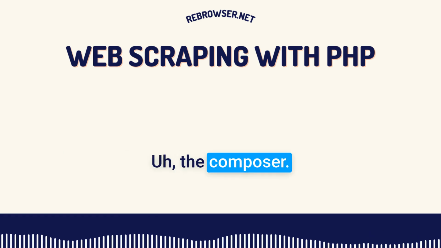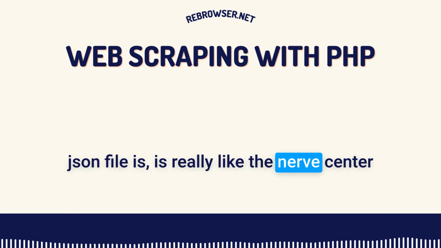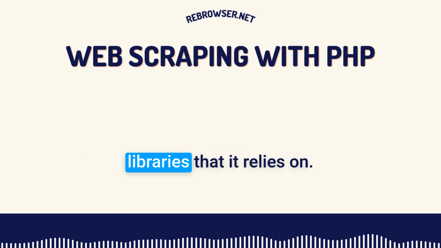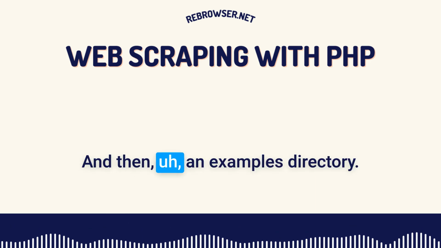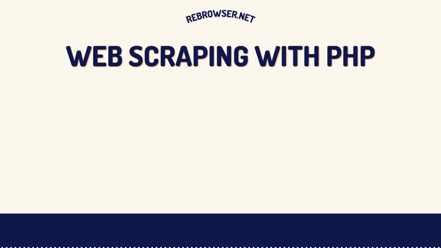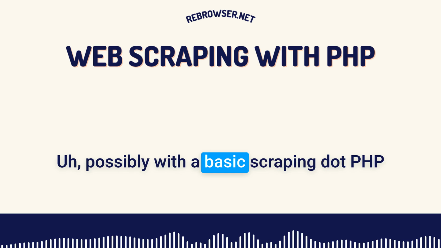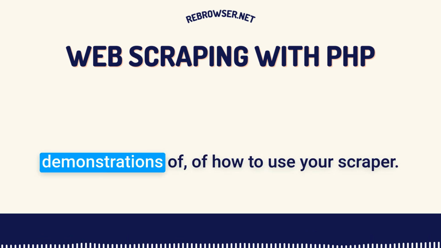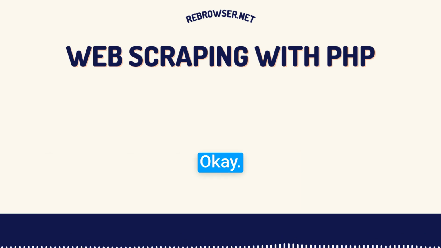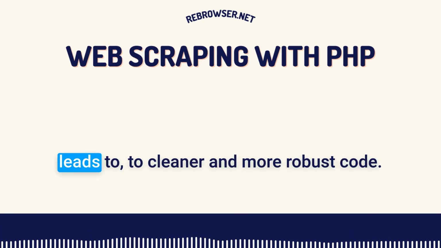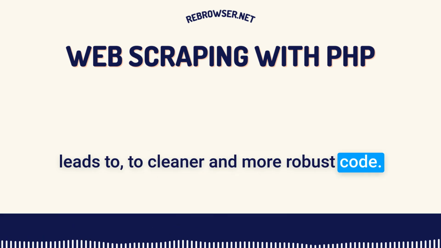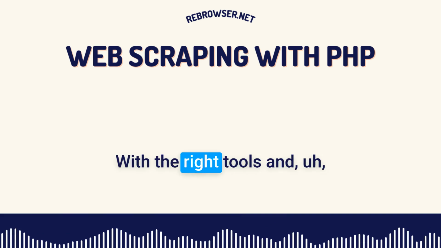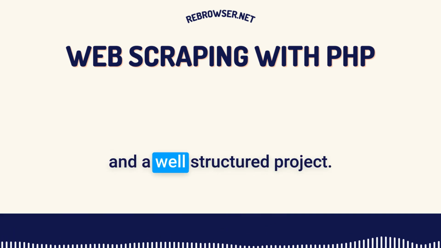The composer.json file is really like the nerve center of your project's dependencies. It lists all the external libraries that it relies on. And then an examples directory, possibly with a basic scraping.php file, would provide practical demonstrations of how to use your scraper. This separation of concerns leads to cleaner and more robust code. All right, so we're laying a solid foundation with the right tools and a well-structured project.